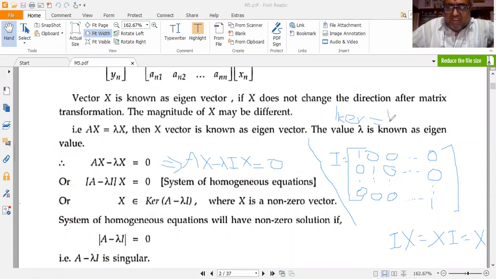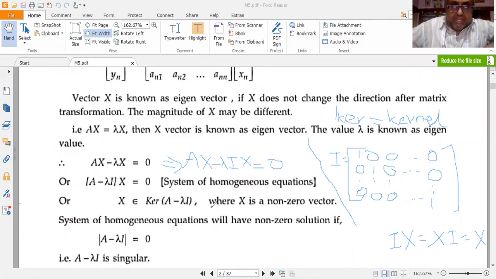Here K is called kernel. You don't worry about this kernel too much. In advanced mathematical analysis, these things come. Suppose X belongs to the kernel of A minus lambda I, where X is a non-zero vector. Kernel means X belongs to all the elements of the matrix A minus lambda I. That is the assumption we make.